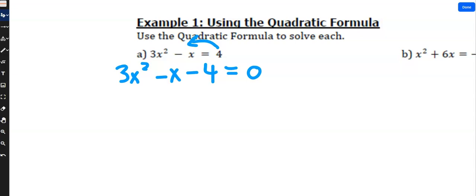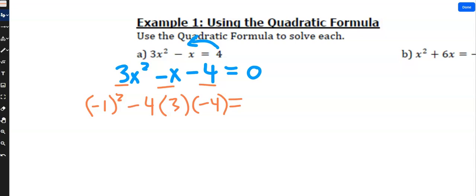We've got first step, b squared. That's a negative 1, right? We got a 3, a negative 1, and a negative 4. b squared minus 4 times the a value times the c value. So that's 1. 12 times 4, that's 48. This is going to give me 49. That's going to go under the radical.